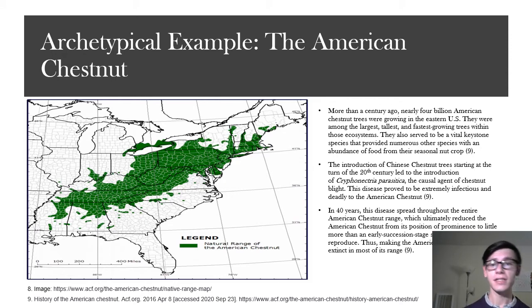The American chestnut is a great example of this, because about a century ago, it was the dominant tree that inhabited most of the eastern forests of the United States. It was known to be the largest, the tallest, and the fastest growing tree within these woods. But also, in addition to that, it was a keystone species because it had a very stable, consistent nut season where it produced its nut harvest, which a lot of species relied on. In addition to that, it is an important heritage tree to the United States.